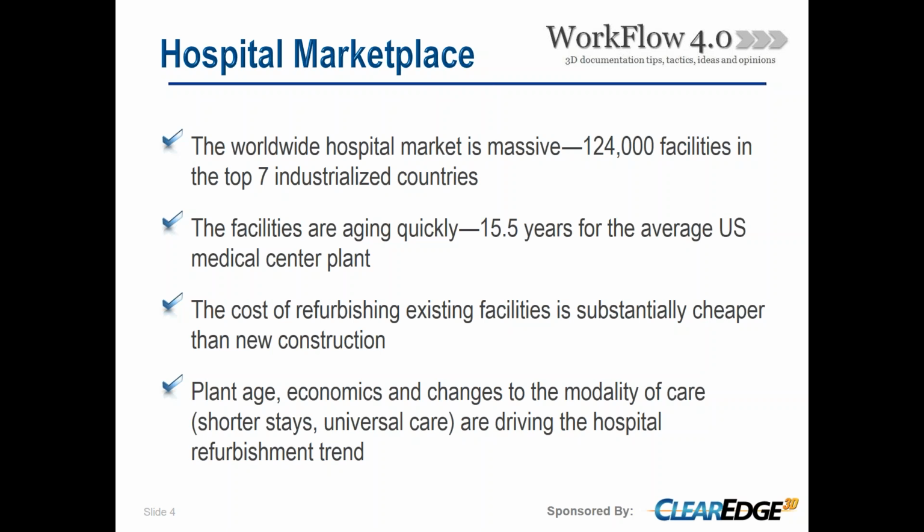Now the thing about this is these facilities are aging. They've been there a while. The average age of the MEP plant that's kind of the heart of these facilities is about 15.5 years old in the United States. So that's a ripe old age for replacing and updating some of these facilities. Now obviously that's an expensive process, but the cost of refurbishing these facilities and replacing and updating and modernizing them is substantially cheaper than new construction.